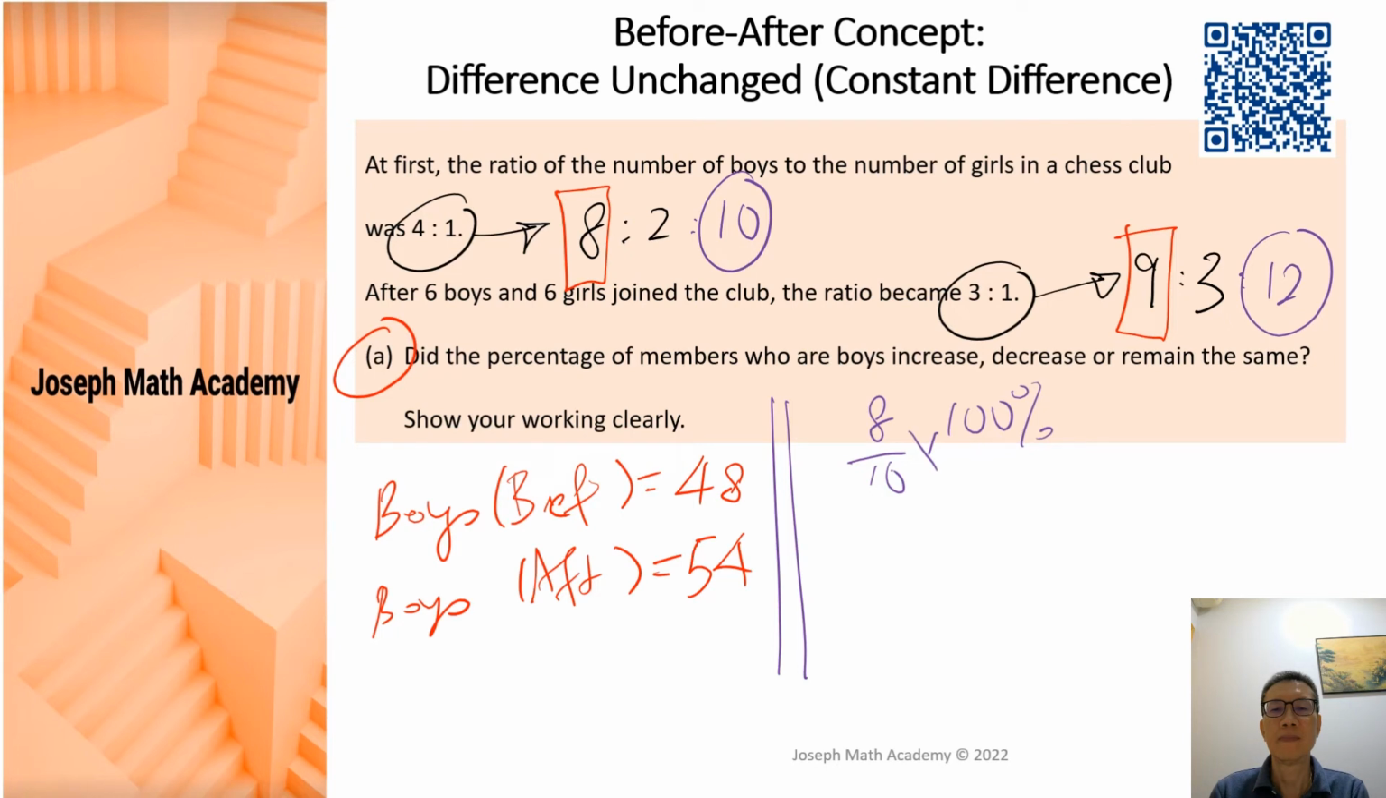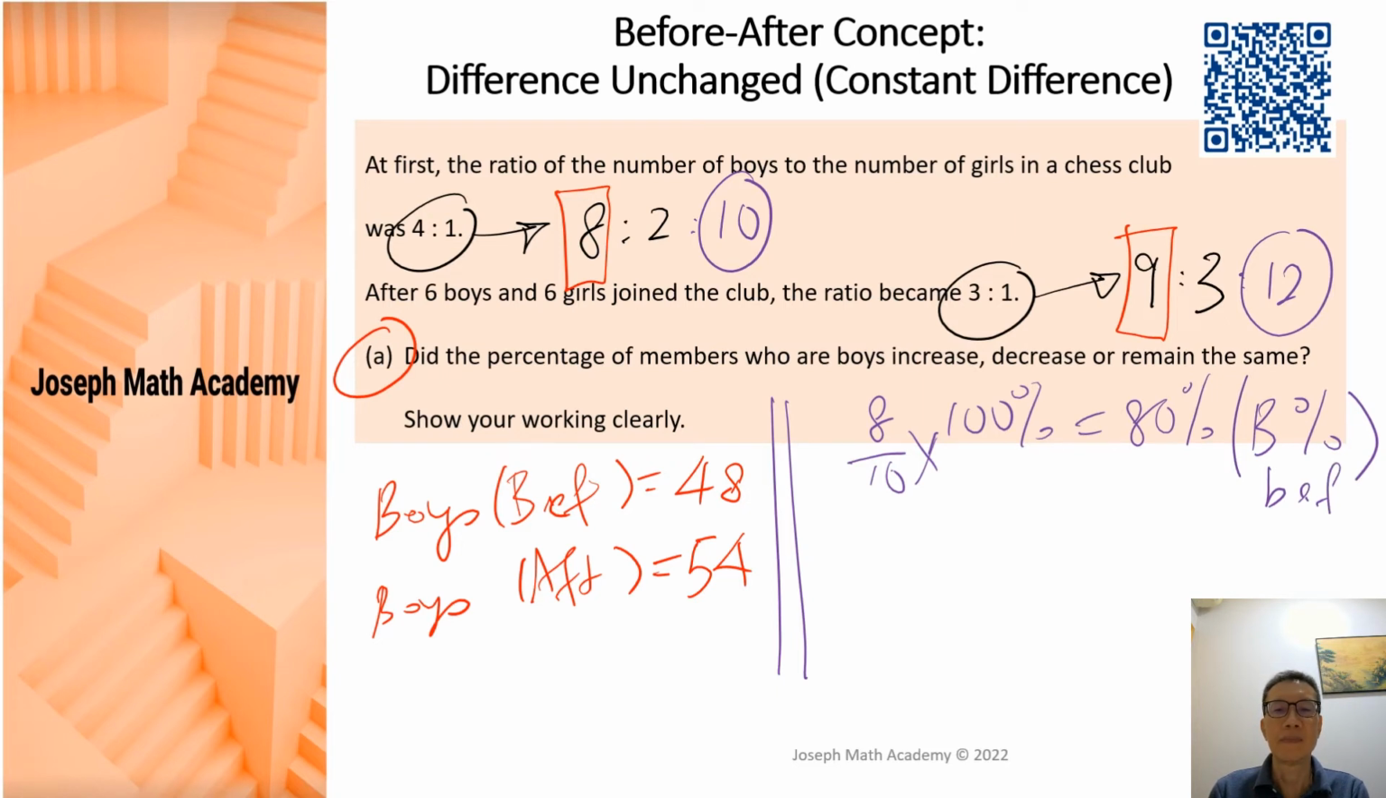Right, 8 units of boys at first out of 10 units of students at first, multiply by 100%. Okay, alright, this gives us 80%. So 80% represents the percentage of members who are boys at first. So I put here boys percentage before.